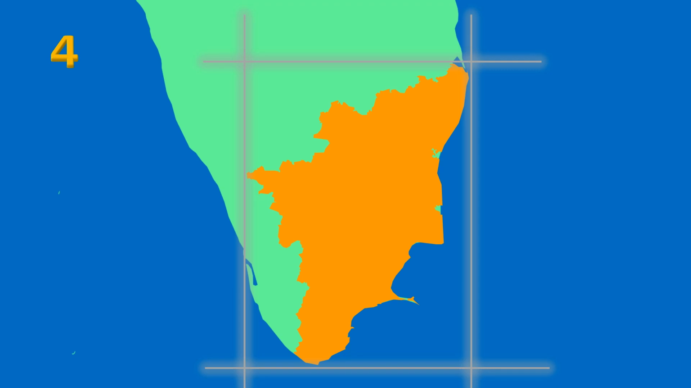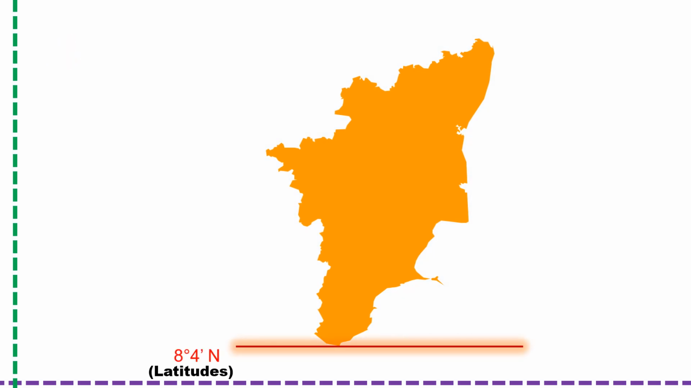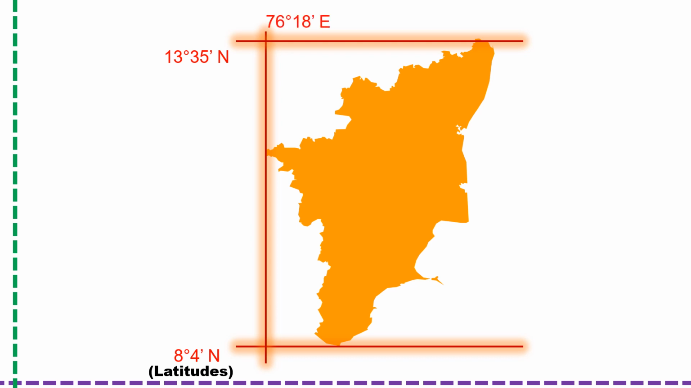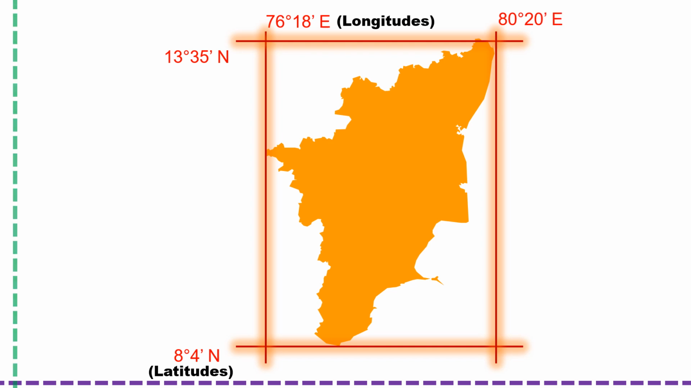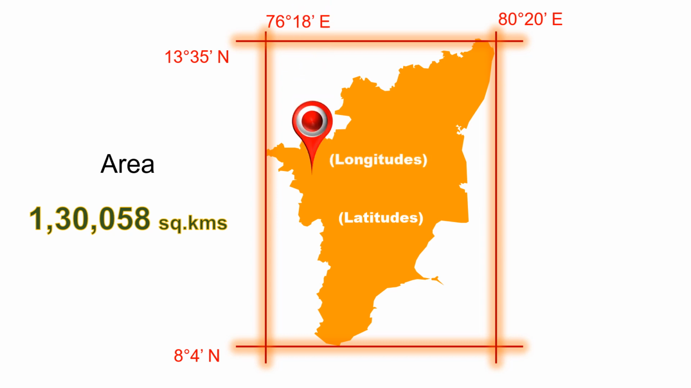And so Tamil Nadu, which is in India, lies between 8 degrees 4 minutes and 13 degrees 35 minutes north latitudes of the equator, and 76 degrees 18 minutes and 80 degrees 20 minutes east longitudes of the prime meridian. It has an area of 1,30,058 square kilometers. Now we can understand how these grids, that is the latitudes and the longitudes, assist in finding the location of a place.